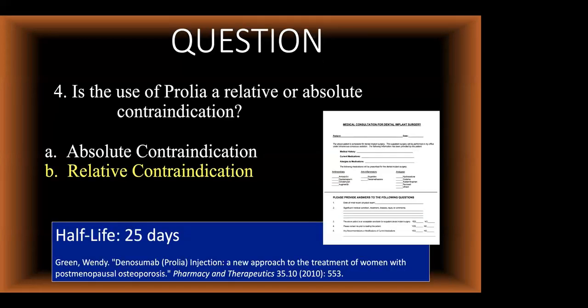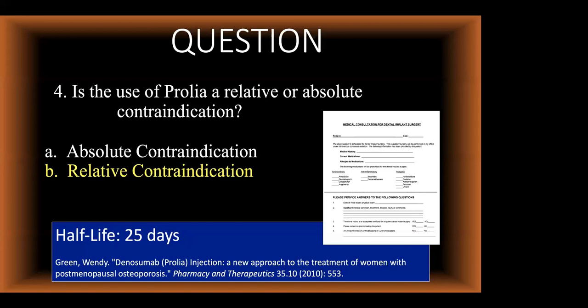So if you look at Prolia, again, this is not a bisphosphonate. The problem with the bisphosphonates, the reason why we have so many issues, especially with the IV form, the Zometa form of bisphosphonates, is the half-life. Some people, it's over 10 years, and now studies are saying it's a lot longer than that. The good thing about Prolia is the half-life's only 25 days. So basically, it's in and out of the system relatively fast.